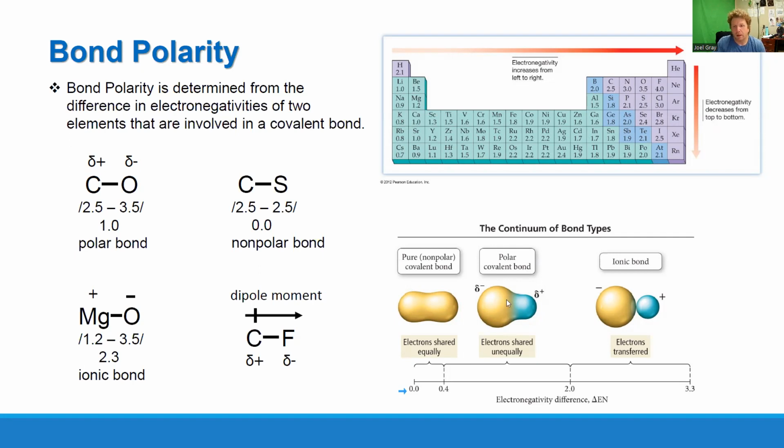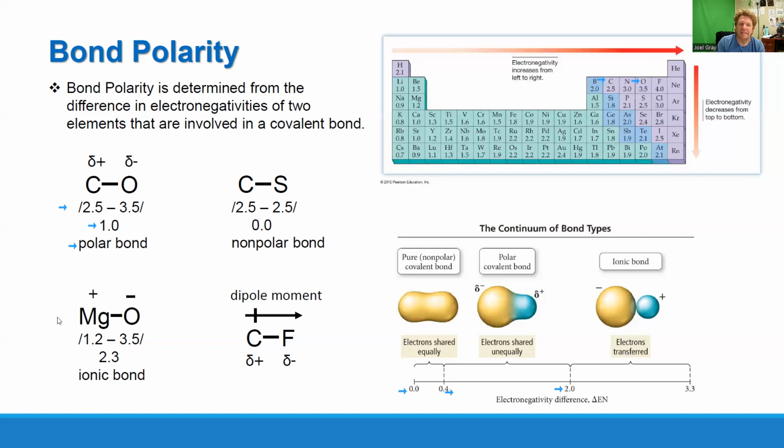A polar covalent bond is when the electronegativity difference between our two atoms is greater than 0.4, but no greater than 2.0. So if we look at carbon and oxygen, carbon has an electronegativity of 2.5, oxygen has an electronegativity of 3.5. If we take the absolute value of 2.5 minus 3.5, our electronegativity difference is 1.0. That is between 0.4 and 2.0. That means that this is a polar bond.